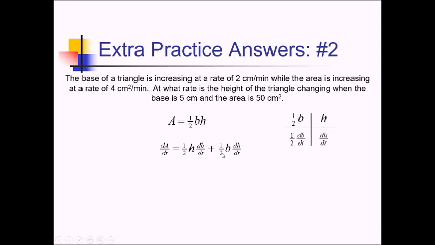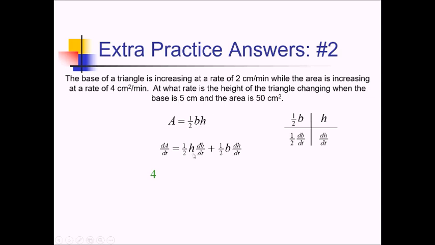And ultimately, I'm going to be solving for the rate that the height is changing. That's dH over dt. So I need to make sure I have something to plug in for the other four things here. So going from left to right, dA over dt, that's the change in area, which they said was 4 centimeters squared per minute. So we'll put a 4 in for dA over dt. For h, well, they gave us the height. Well, actually, no, they didn't. They gave us the base, but not the height.